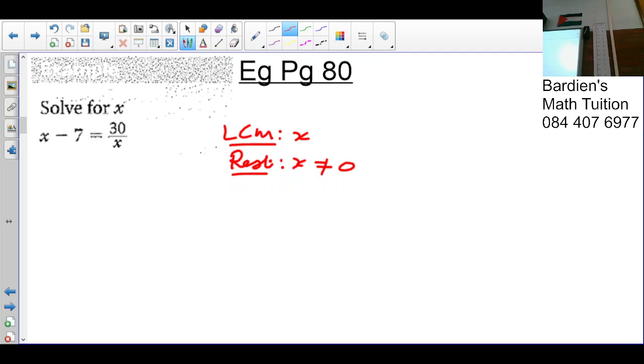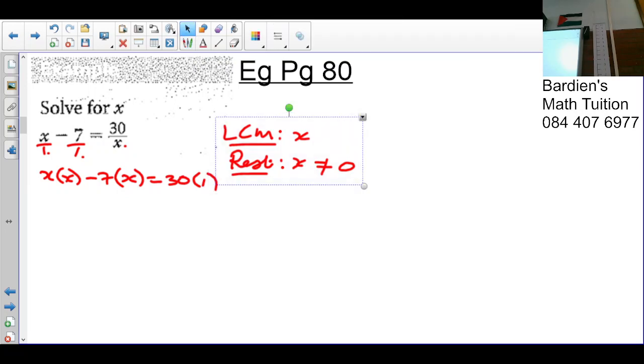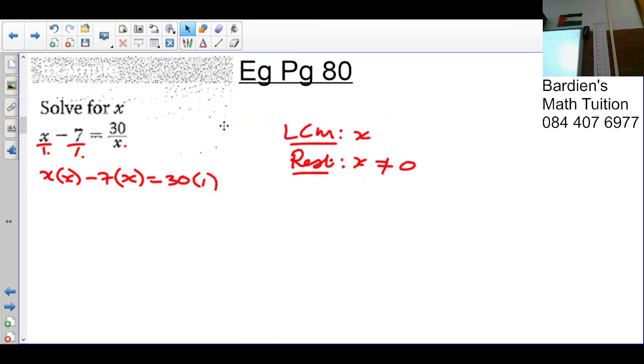So you're going to multiply it throughout by x. So what is this denominator shorting to get an x? X. So it's x into x. Minus 7. What is this denominator shorting? X. Equals 30 into. What's this denominator shorting? You all get that? Right? So what do we do now? Multiply. Okay, get rid of the brackets. So do that quickly.